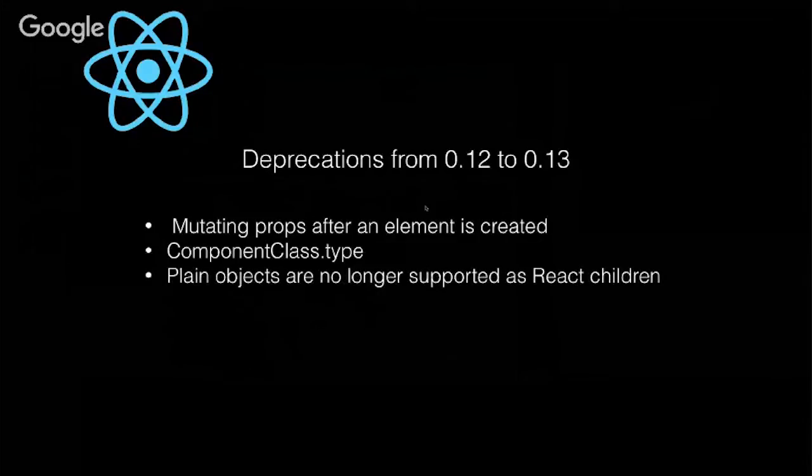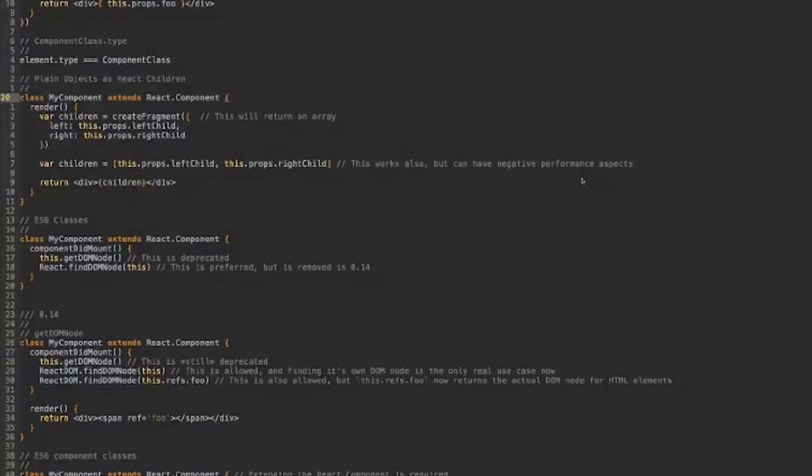Third thing, plain objects are no longer supported as React children. So you can no longer pass in just a plain JavaScript object as a child. It must be an array now. If we look at this component here, you used to be able to just pass in, if you only wanted to add one child, you just pass in one child, but now it's required that it be an array. This is perfectly valid right here, just putting your children into an array like that.